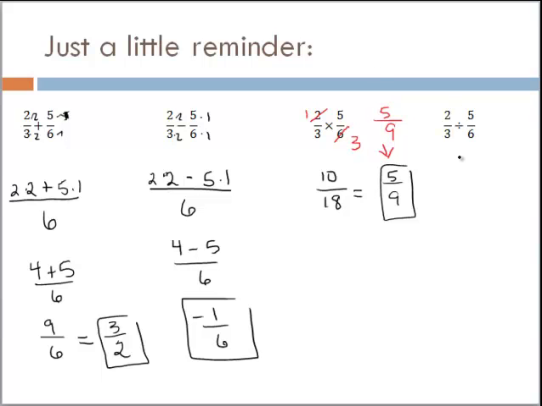When you divide fractions, remember you keep the first one, you flip the second one, and you change it to multiplication. Now it works just like what we did in the last problem. 2 times 6 is 12. 5 times 5 is 25. And that one won't reduce, so we'll stop there.